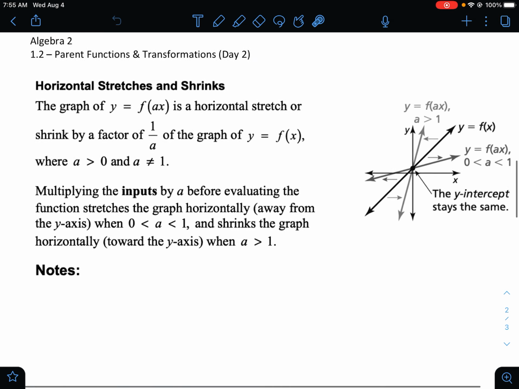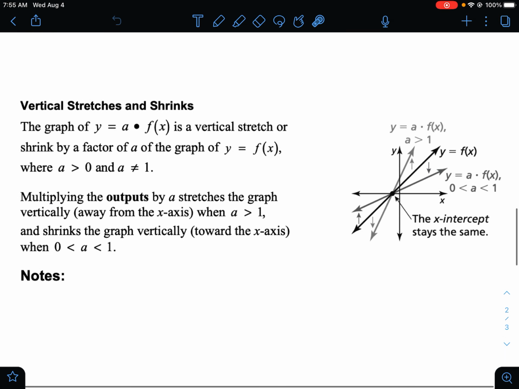Horizontal stretches and shrinks, we're not going to deal with that, so I'm going to skip it. Vertical stretches and shrinks, remember that this is that value that's on the outside of the parenthesis, this a value here. What that will do is stretch it or shrink it. If the stretch factor is greater than 1, then it's going to make it more vertical. It's going to make it steeper.